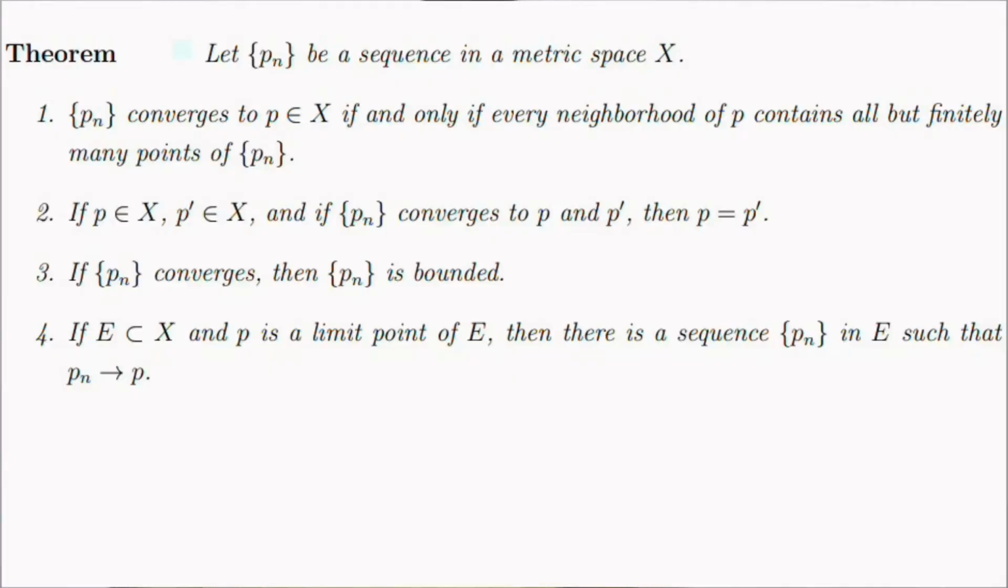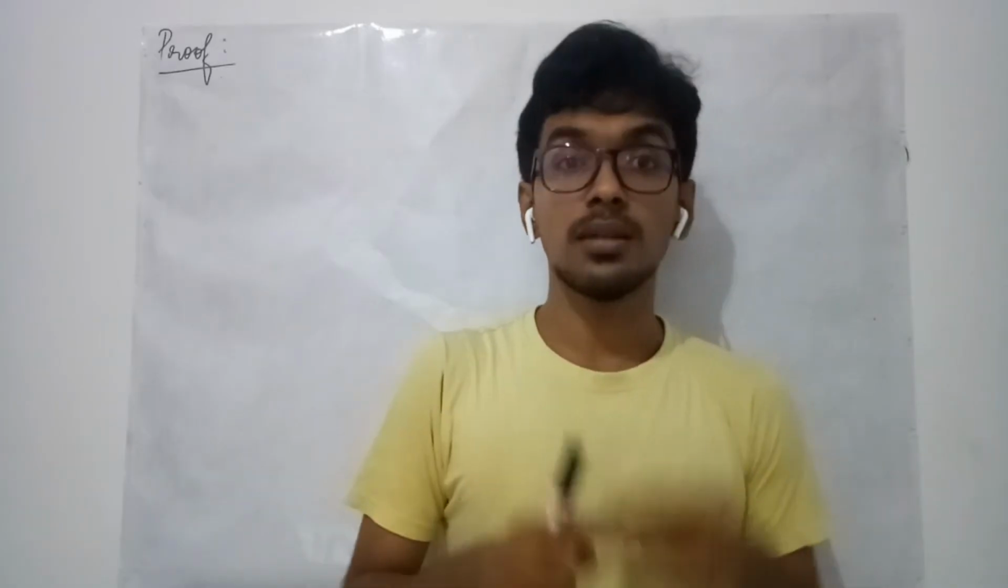In the third part, we are going to prove that if a sequence converges, then the sequence has to be a bounded sequence, right? And in the second part of this theorem, we have proved a convergent sequence will have a unique limit point. Sometimes even though a sequence has a unique limit point, the sequence may not be convergent, because if the limit point is infinite, we cannot conclude that it is convergent, right?